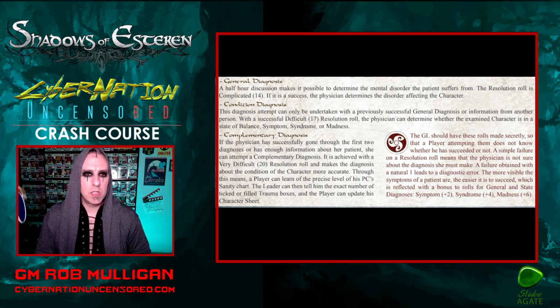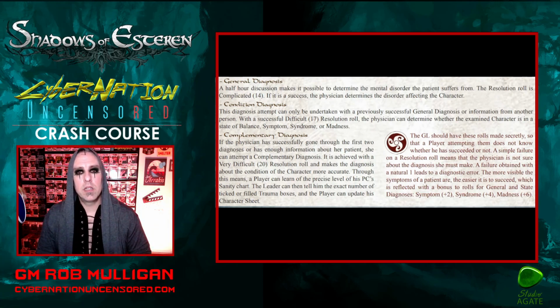But the general diagnosis is just a complicated 14, and that's when the physician can determine the disorder affecting the character. So now they can figure out basically the diagnosis. The next up would be the condition diagnosis, which would be a difficulty 17, and that would basically tell the character what stage they're in, the state of balance, symptom, syndrome, or madness.